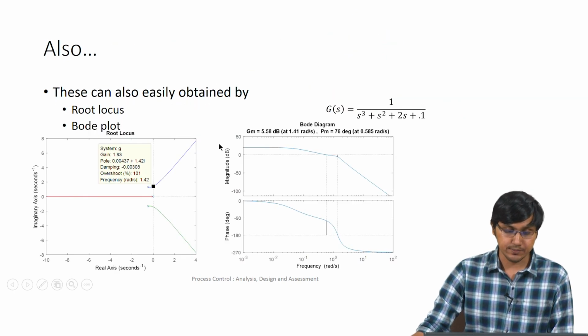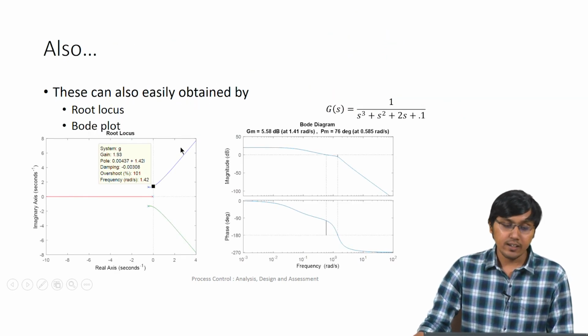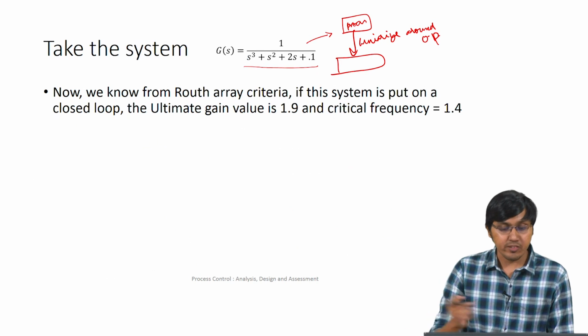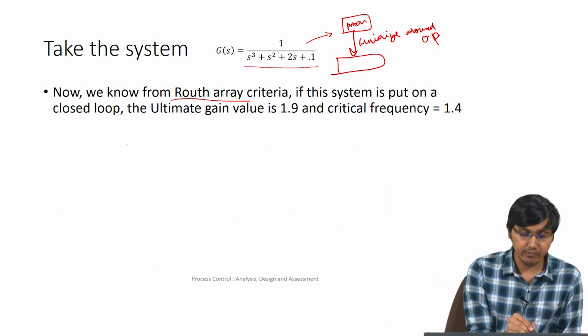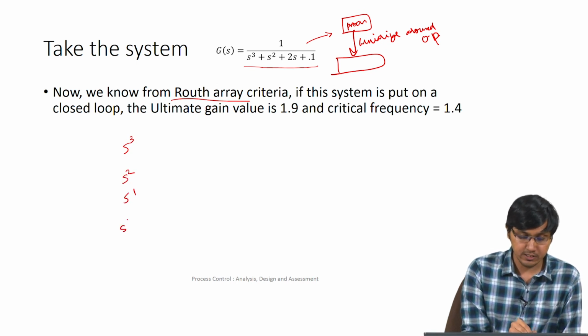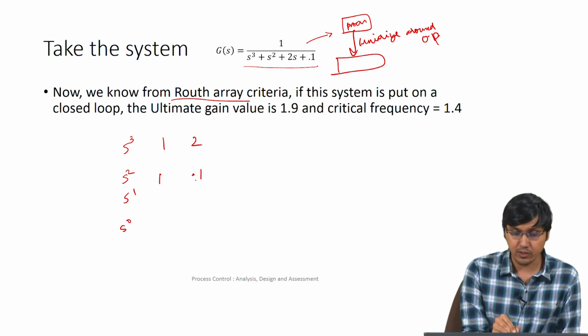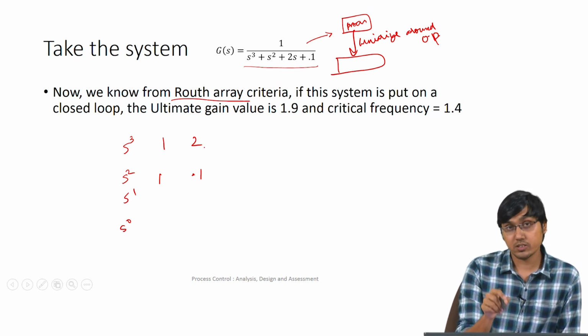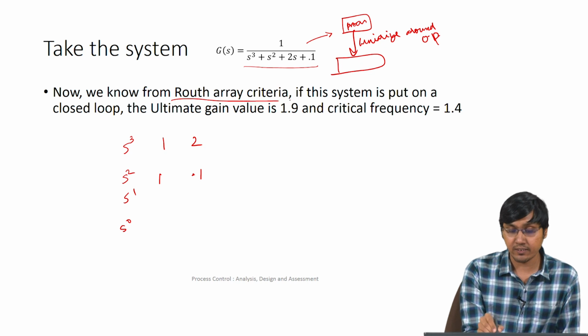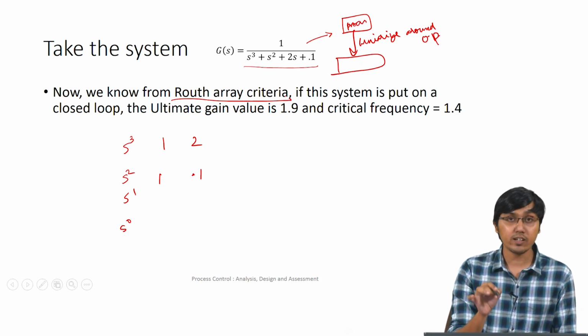Now you can use the Routh criteria. We already solved it, but again we can solve it: you can put s cube, s square, s1 and s0, and then put 1, 2 here, and then 1 and 0.1 here. We have to remember that we have to use the Routh criteria for the closed loop transfer function.